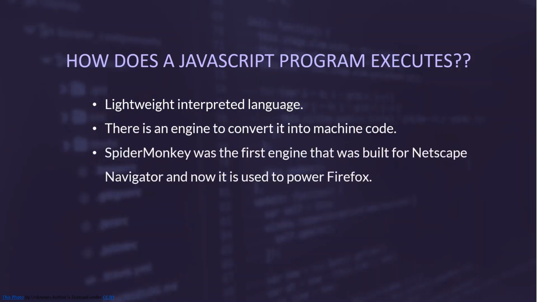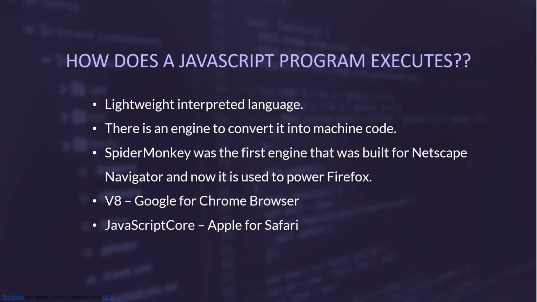There are many popular JS engines. The first engine that was developed was the SpiderMonkey, which was used for the Netscape Navigator, and now it is used to power Firefox. There are even other popular engines such as Google's V8 engine for the Chrome browser, Apple's JavaScriptCore for Safari, and many more.